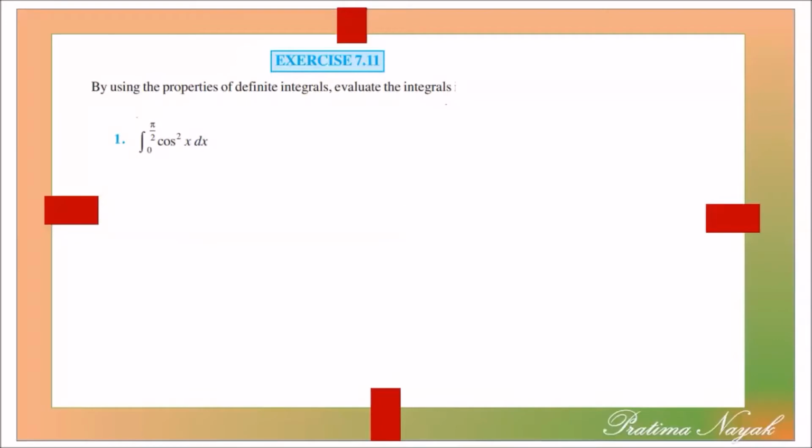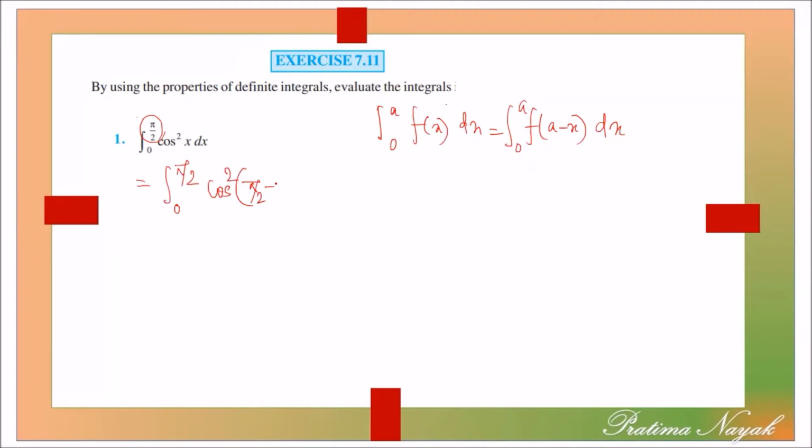First question. By using properties of the definite integral, evaluate the integrals. Here you have to apply the property. I am writing the question number 1. So I am writing the property here. The integration of 0 to a f of x dx is equal to 0 to a f of a minus x dx. So I'll apply. What is a here? A is pi by 2. So I'll write this is 0 to pi by 2, cos square pi by 2 minus x.